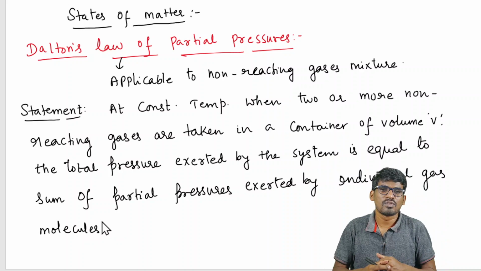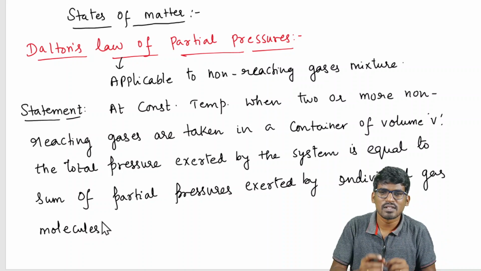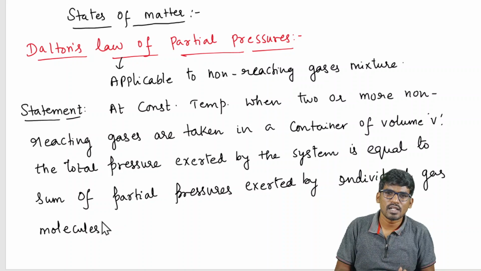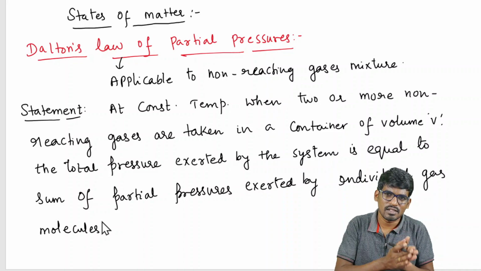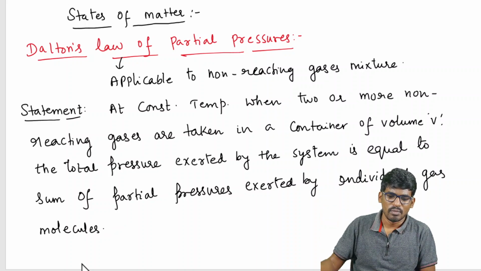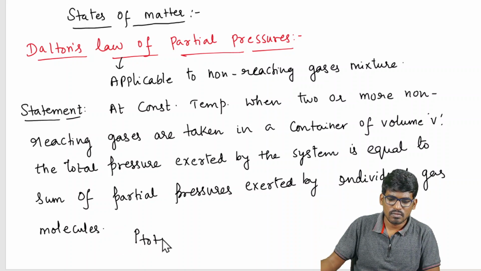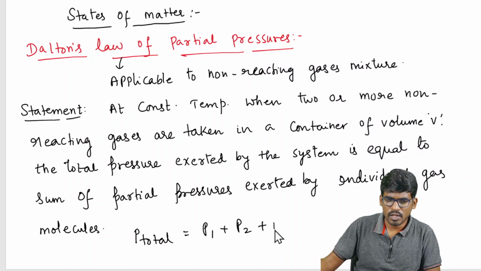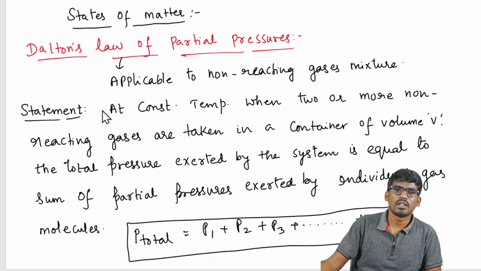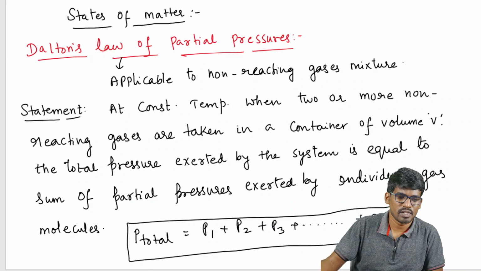Statement-wise it may look a little lengthy, but it's a very simple statement. Let us say you have taken two gases in a container. The total pressure exerted by the system is equal to the sum of the pressures exerted by the two gases. I mean to say P total is equal to P1 plus P2 plus P3 and so on, up to n number of gases. This is the mathematical form of Dalton's law of partial pressures.